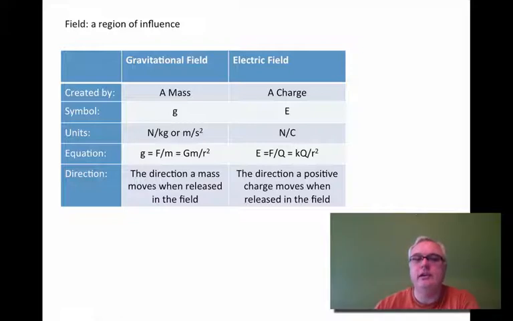Well, we can find the direction of an electric field in a very similar way. But we're going to take a test object. This time we're going to take a positive charge and put it in the field and see which way it moves. So the direction of an electric field is always the direction a positive charge moves when released in the field. Electric fields and gravitational fields are vector quantities. It's important that you include the direction.